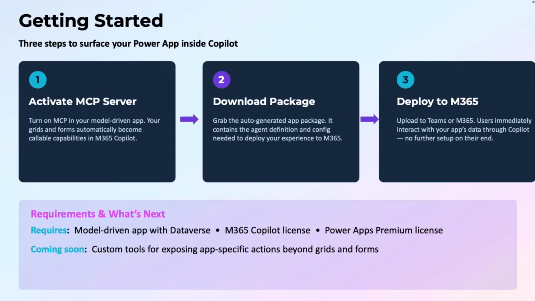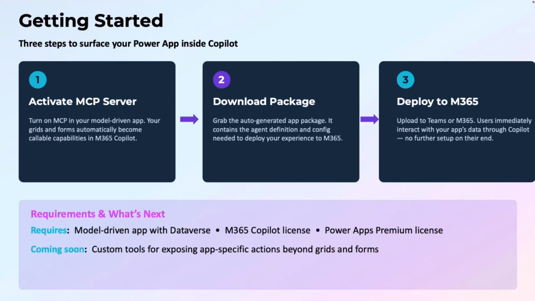So with how this works as a whole, how do you take an existing model-driven Power App and turn this into an MCP app and an agent in Microsoft 365 Copilot? Well, first, go into your model-driven app and just make sure that your MCP server is activated, which it should be by default. Then there's some built-in integration, which I'll show you, where you can download a package. So it generates automatically everything for you, the agent definition and config needed to be able to deploy this agent into Copilot here. And then we just deploy that to Microsoft 365 and start using it.